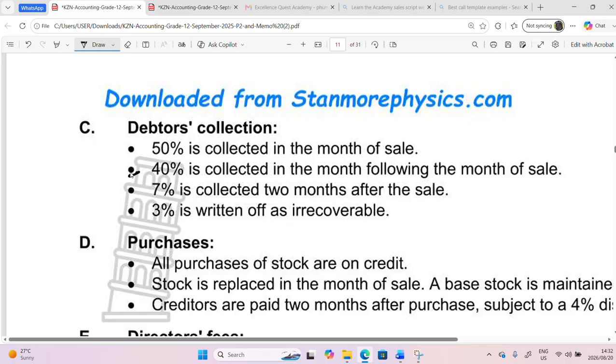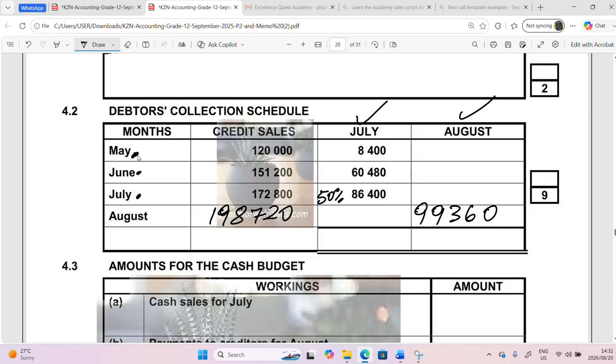40% is collected in the month following the month of sale. So for May, credit sales we get 40% when? June. Do we have June there on top? No, we don't. For June, credit sales we get 40% when? July. Do we have July there on top? Yes. So if you take 151,200 June credit sales multiplied by 40%, you will get 60,480. Are we clear? So for July, guys, what is the month that is following July? It is August.